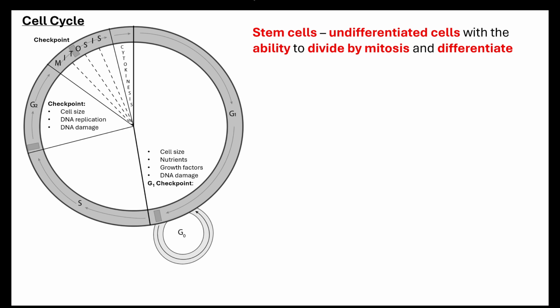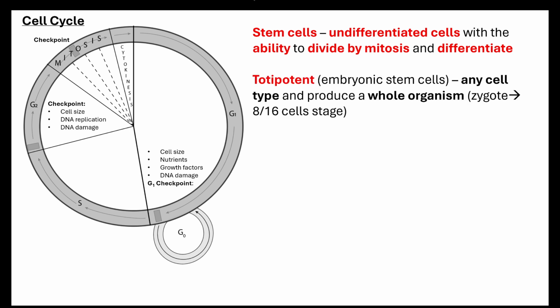So what we have to understand is that our stem cells have got a different potency. If we start with our totipotent stem cells, then if a stem cell is totipotent, this is normally an embryonic stem cell, what we mean is that that stem cell can differentiate into any cell type. And that therefore means that it can actually produce a whole organism. So a totipotent stem cell can produce a whole organism.